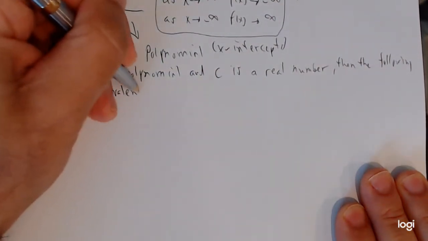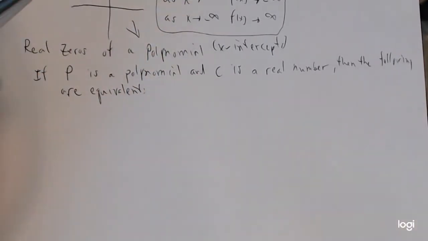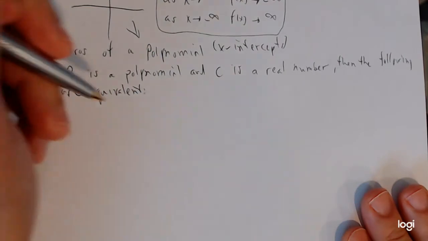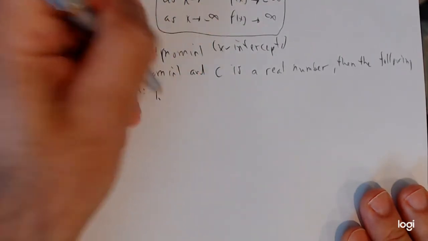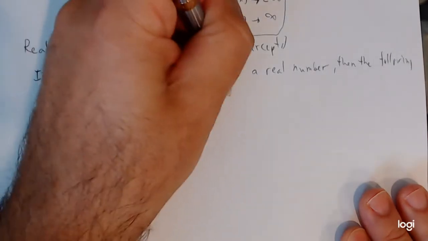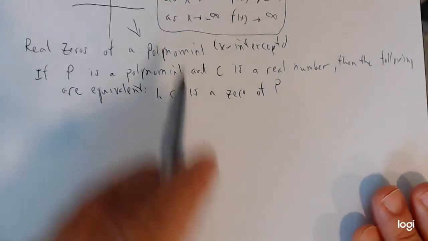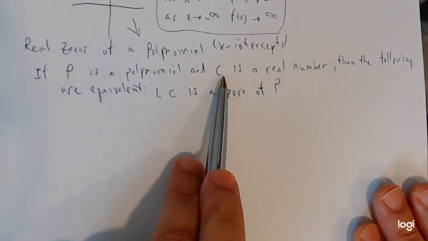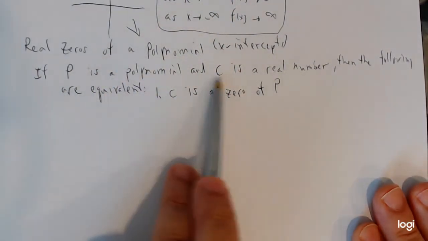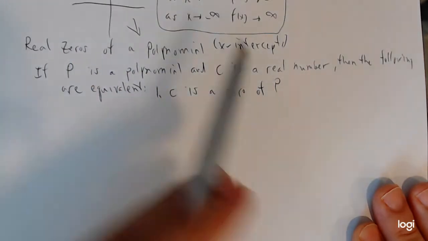So I'm going to give you 4 comments, and these 4 comments all mean the same thing. Or if one is true, then all the other ones are true. So the first comment is C is a zero of P. So what we're saying is, if C is a zero of P, in other words, if I plug in C into this polynomial function, I get 0 out of it.